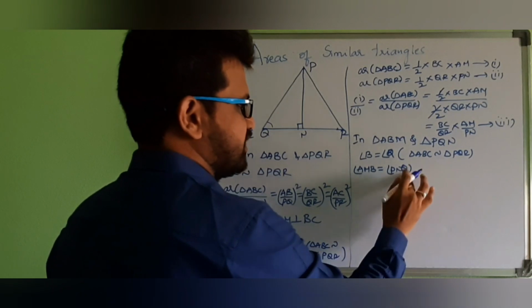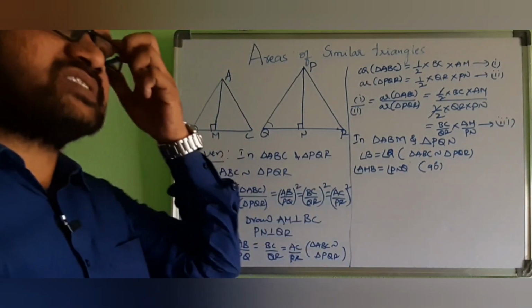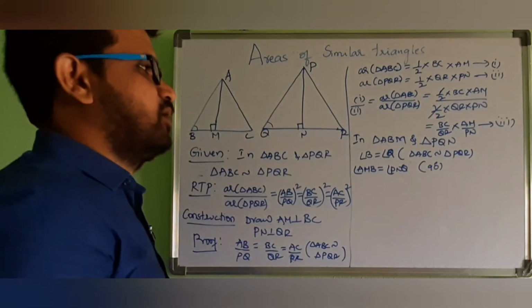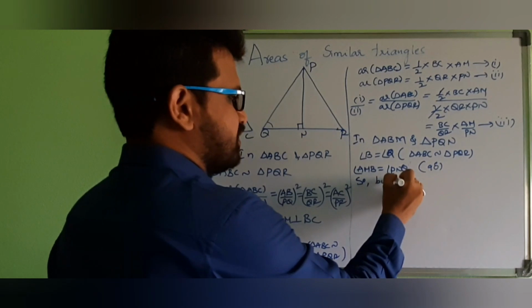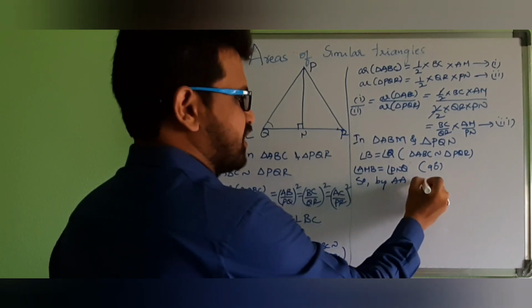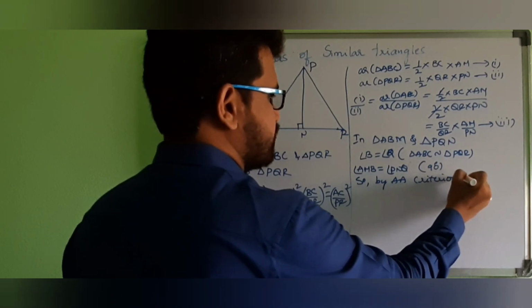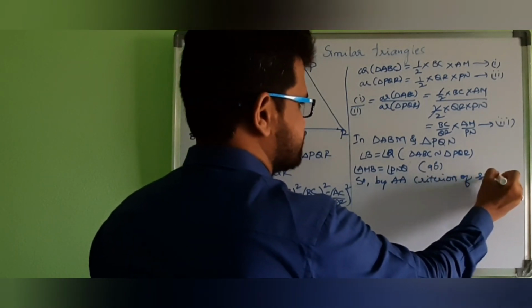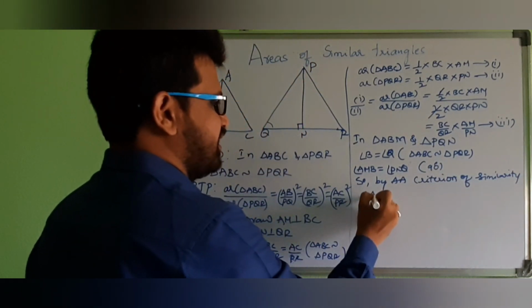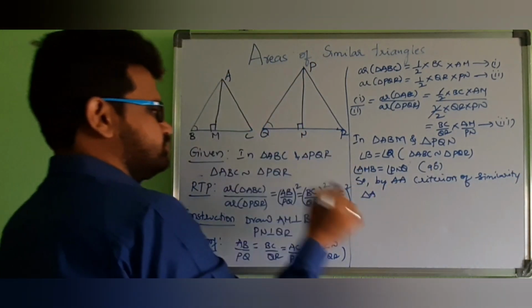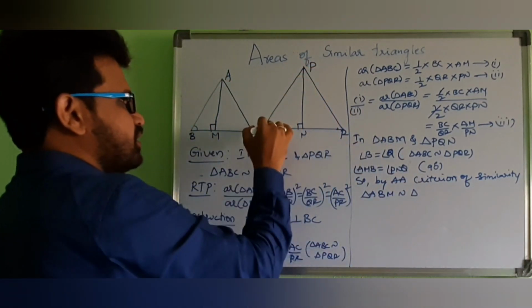What is the reason? 90 degrees. Two angles of the triangles are equal, which automatically means the third angle is equal. Why? Because of the angle sum property. So by the AA criteria of similarity, what can we write? Triangle ABM is similar to triangle PQN.